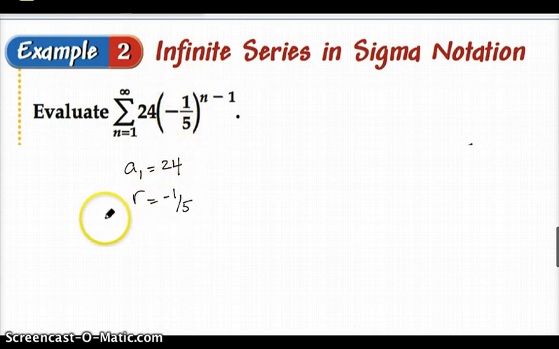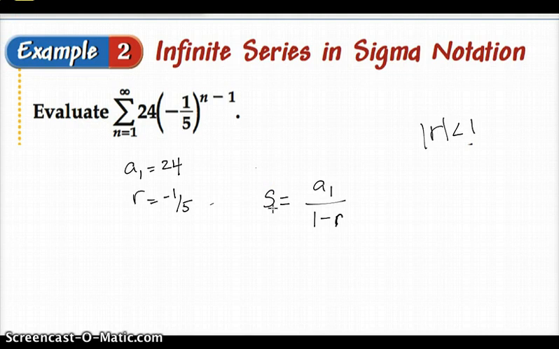And that gives me some information, and I want to know what the value is. And the best way to do this is to see, do we have the criteria where the absolute value of r is less than 1? And we do. Therefore, we can use our formula. And that formula is S is equal to a sub 1 over 1 minus r. So we'll make that nice and bold.